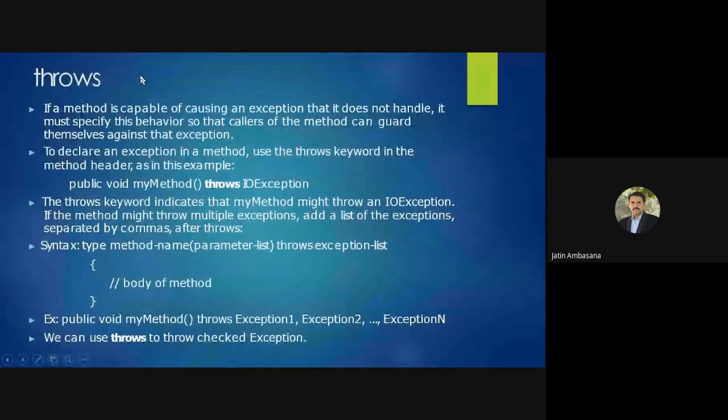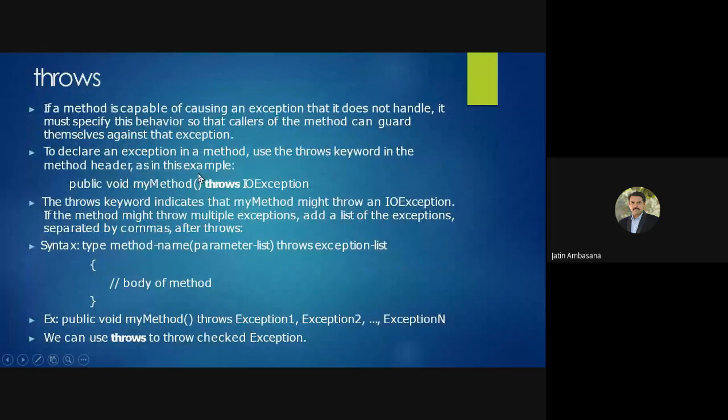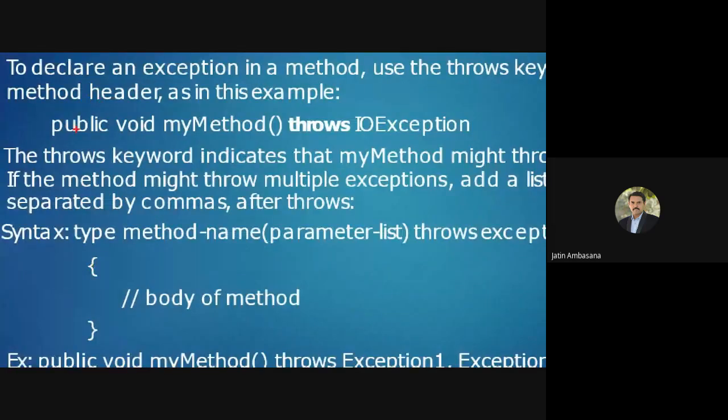That's why there is something called the throw and throws keywords. So we know how to use throw to throw a new exception, but how to use throws? Throws is declared here. If there is a method that can throw an exception, it is declared like this: the return type of the method, then the method name, then the parameter list.